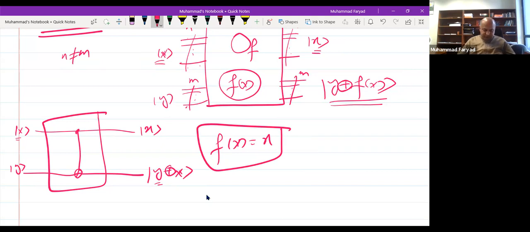Anyway, this type of oracle, by the way, is rarely used in most quantum algorithms. Mostly we are working with an even simpler version of this oracle. So this is the general oracle that I have shown here. A simpler oracle is actually like this.